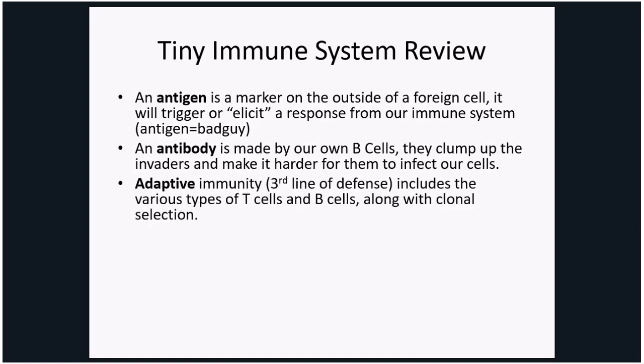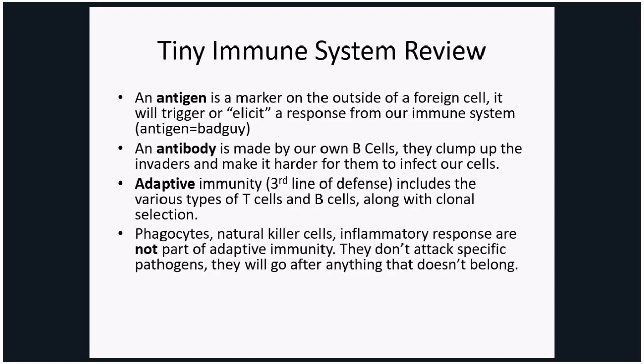Adaptive immunity is that third line of defense, and it is the one that targets very specific pathogens. It will adapt to what your body is being exposed to. If you're exposed to a certain strain of the flu virus, your body's going to adapt to that and respond with its third line of defense. One way to keep it straight from innate immunity: if we're talking about T cells, B cells, or clonal selection, those three things always have to do with adaptive immunity.